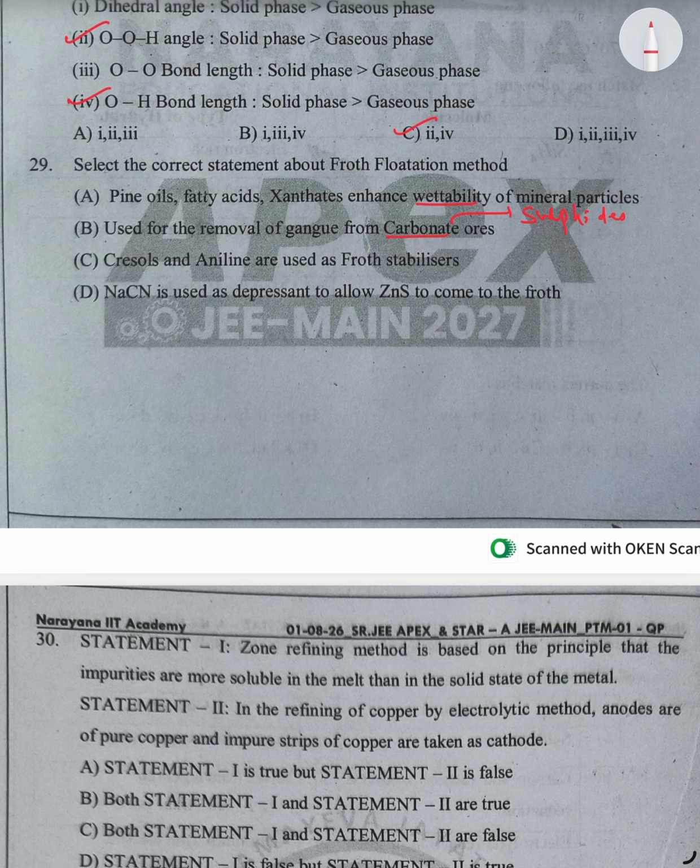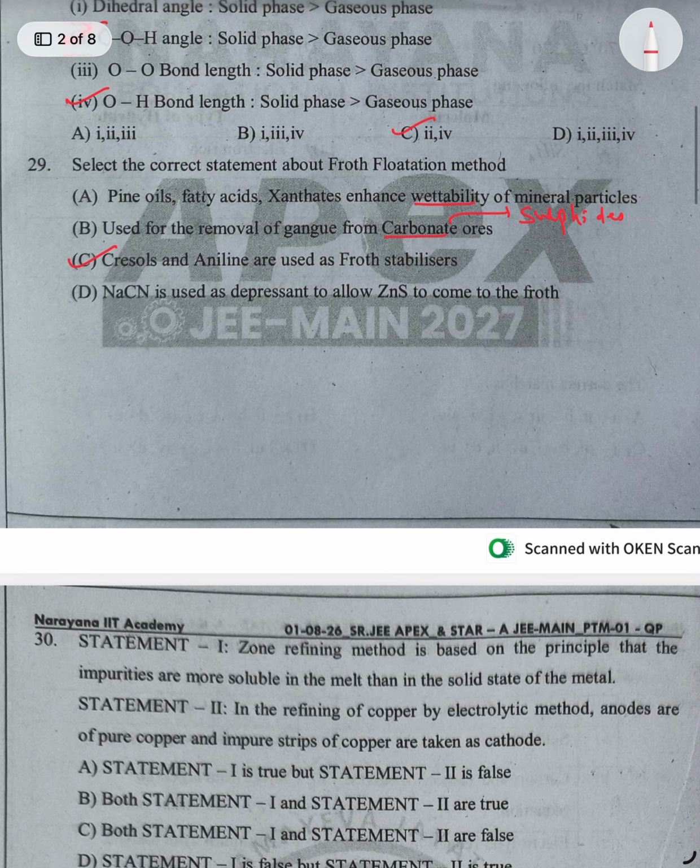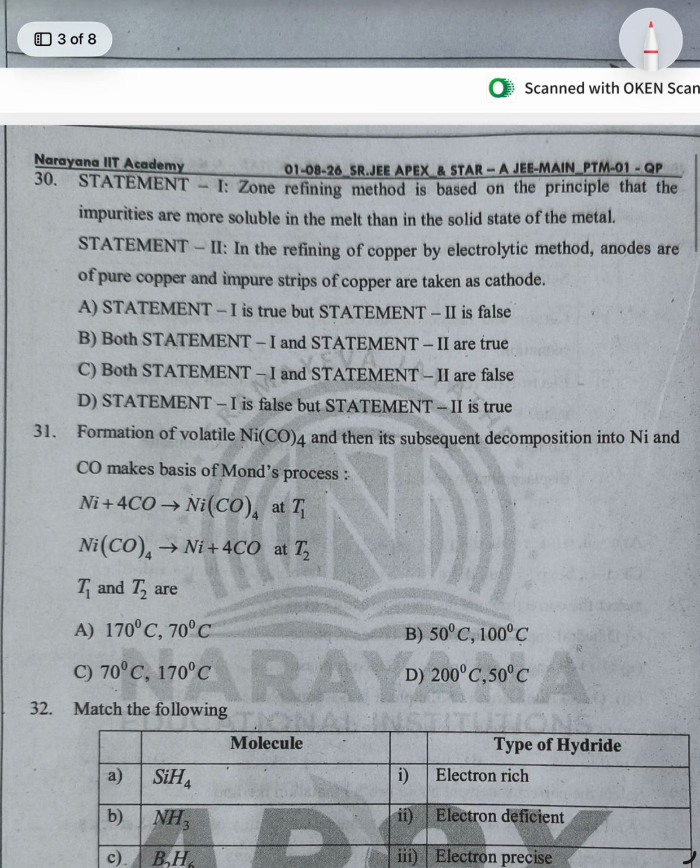Cresols and aniline are used as froth stabilizers. This is the correct statement in froth flotation method. Sodium cyanide is used as a depressant to allow zinc sulfide to come to the froth. No, it is not allowing, it prevents. C is the correct answer for this question. Next, question number 30. Statement type of question.